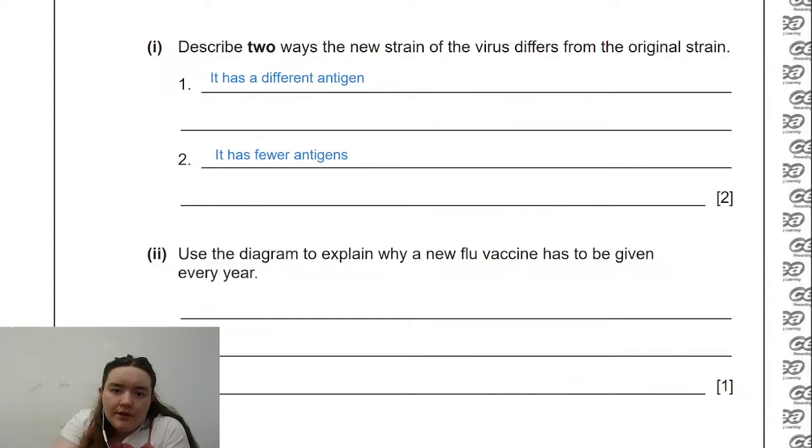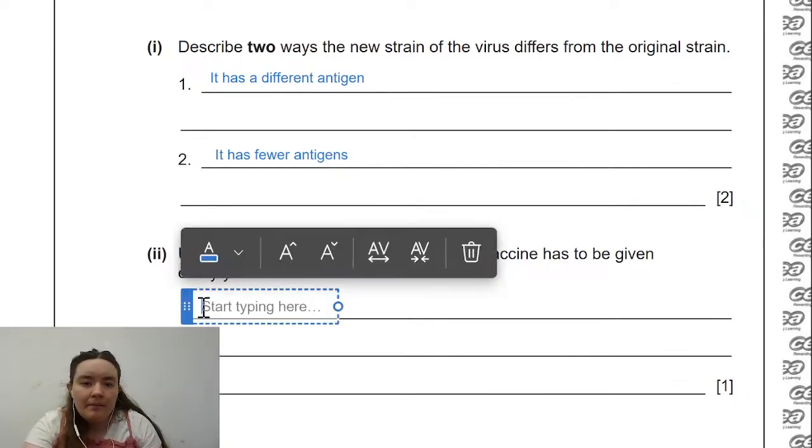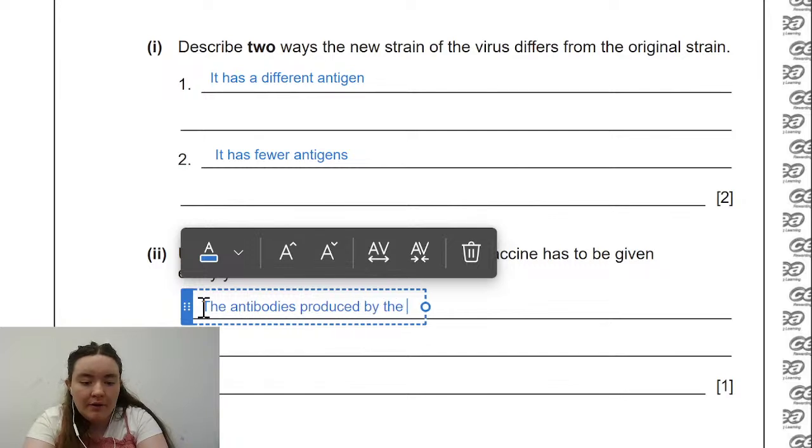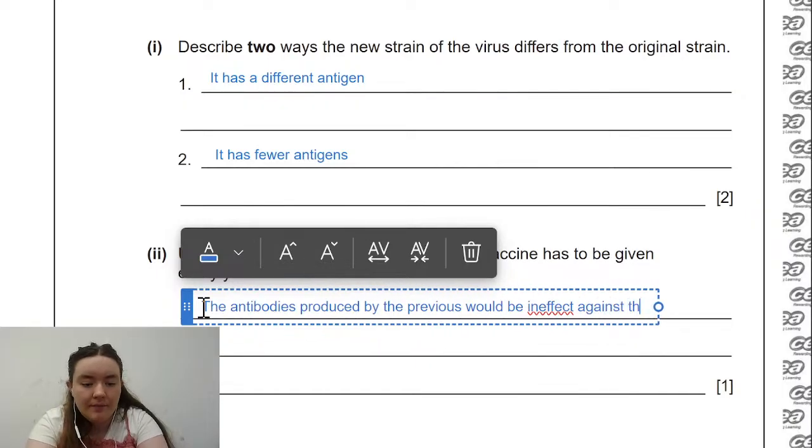So, use the diagram to explain why a new flu vaccine is given every year. The antibodies produced by the previous vaccine would be ineffective against the new strain.